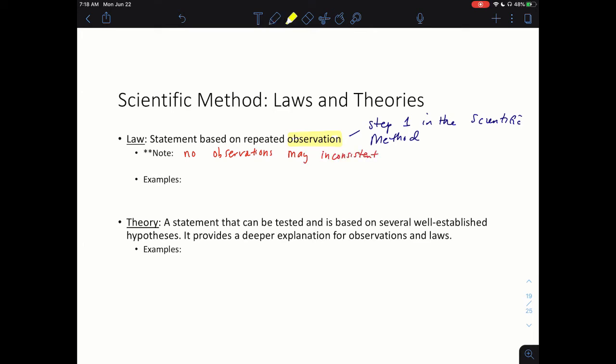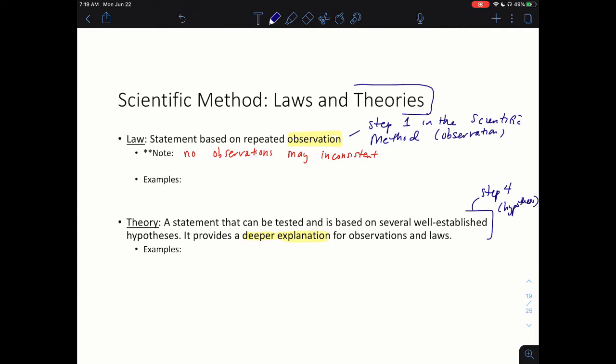A theory, on the other hand, is a statement that can be tested and is based on several well-established hypotheses. It provides a deeper explanation for observations and laws. So theories are explanations. They're related to step 4 of the scientific method, related to hypotheses. So laws and theories are very different.